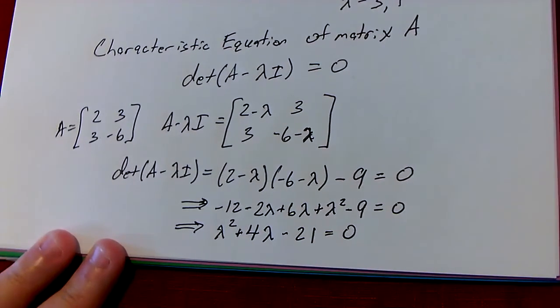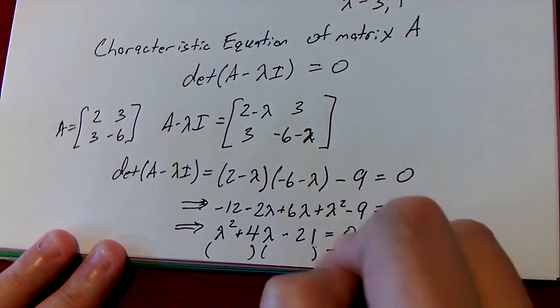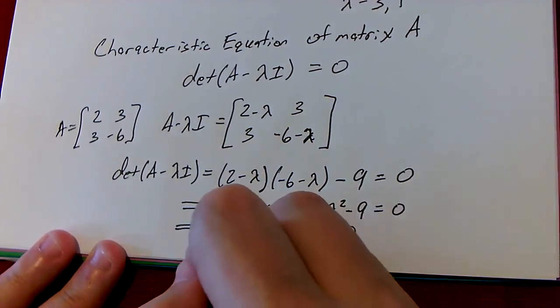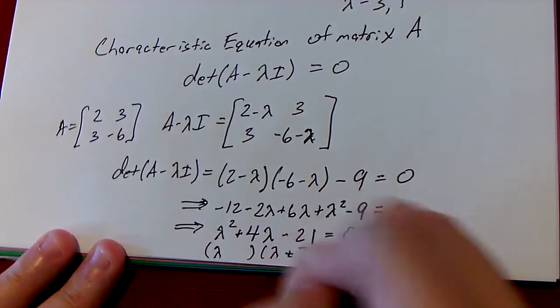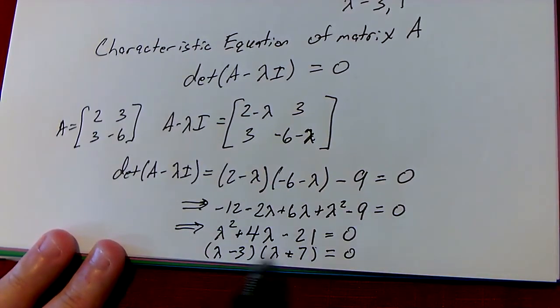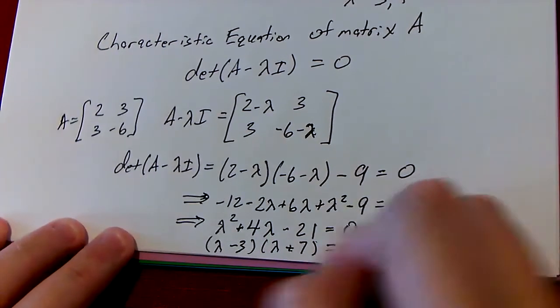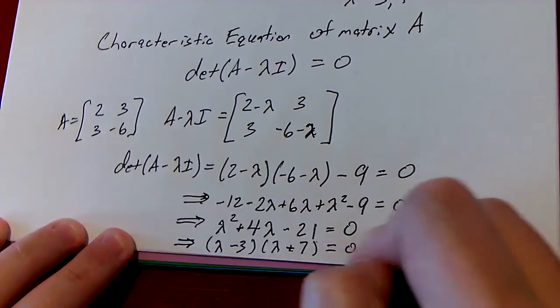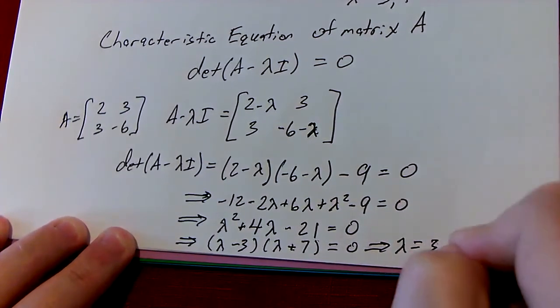And now apply your favorite factoring technique, right? I'm looking for two numbers that multiply to be negative 21, but add up to a positive 4. So that's going to be plus 7 and minus 3, because 7 times 3 is 21. One's positive, one negative, so it's negative. And then 7 minus 3 is a positive 4. So this means that my eigenvalues, lambda, are equal to 3 and negative 7.